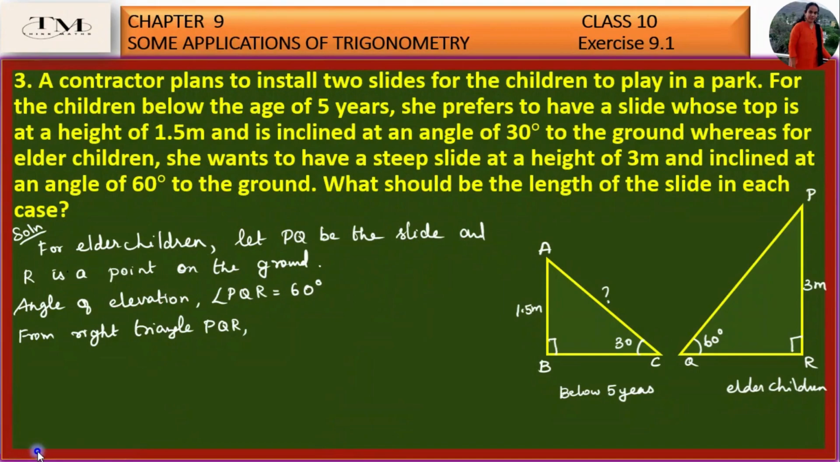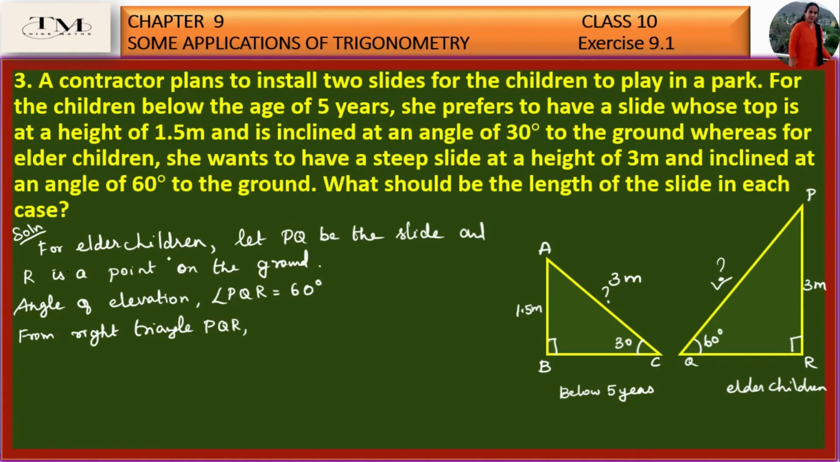So far we have found AC. So what is AC? AC is equal to 3 meter. So we found AC. Next we have to find out the length of the slide PQ, which is for elder children. So this we need to find out.